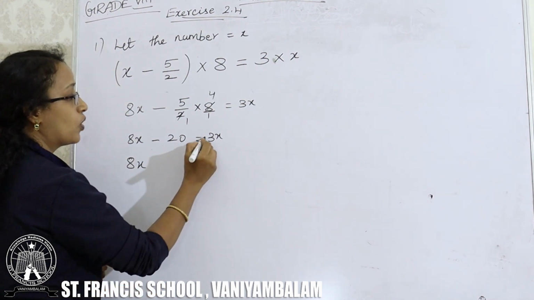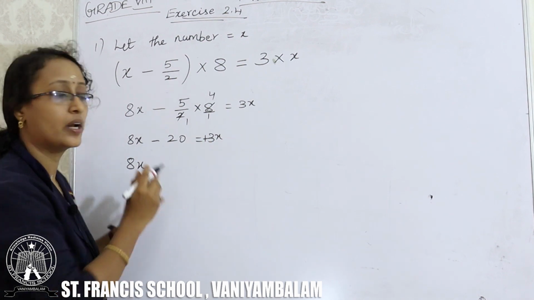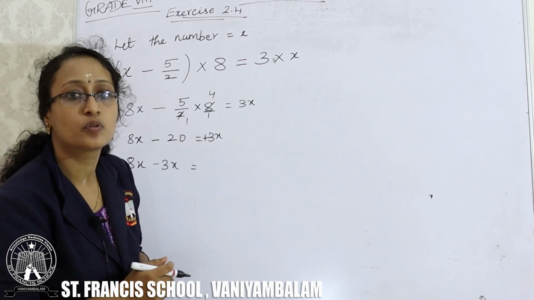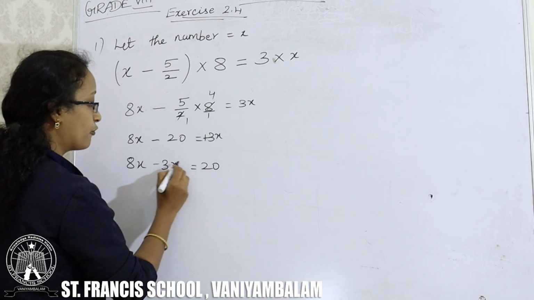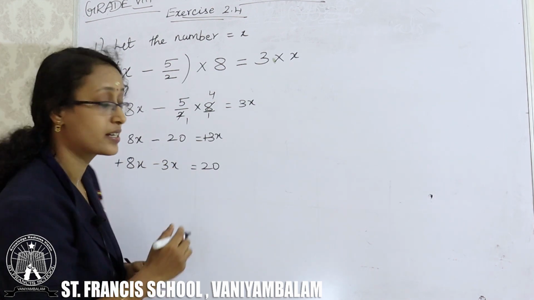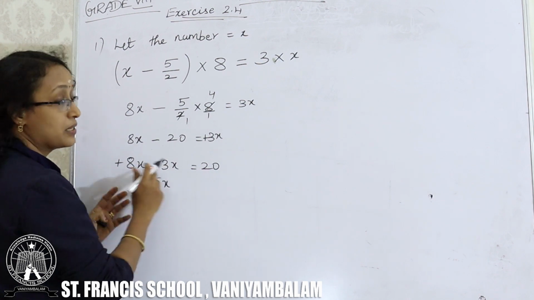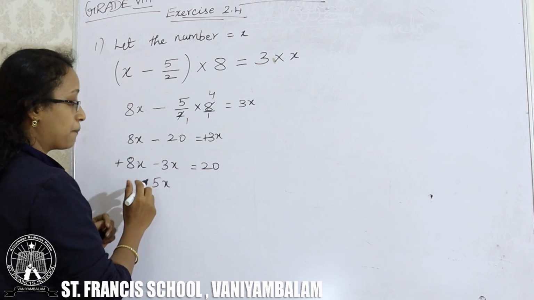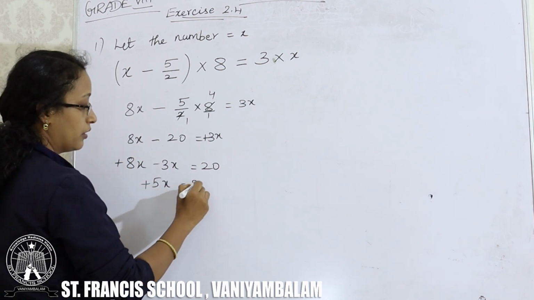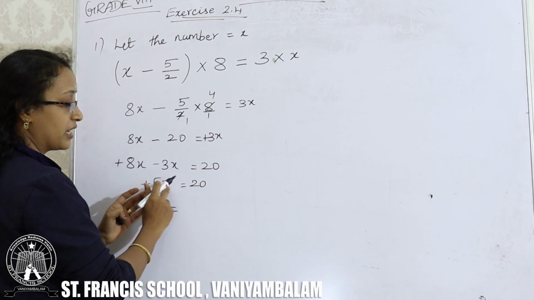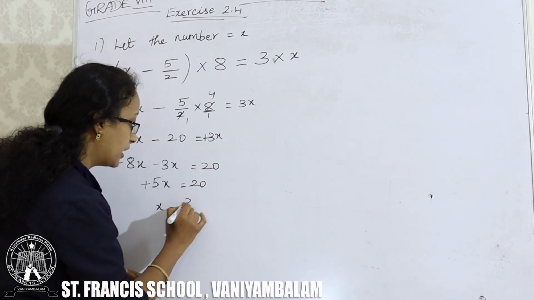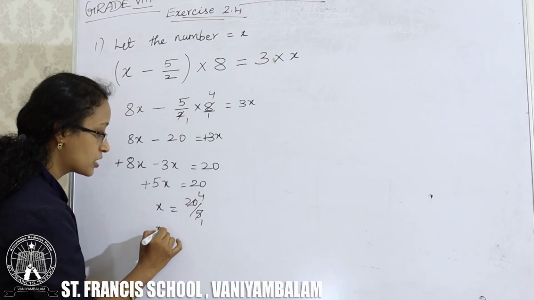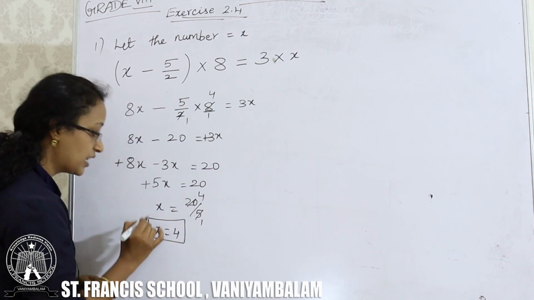Now 8x, what is the sign of 3x? Plus 3x, when it comes here, minus 3x. Equal to minus 20, when it goes to the right hand side, plus 20. So 8x minus 3x is 5x. Signs are different and they are like terms, so you can subtract them. Signs are different, subtract and put the sign of the greater number. 5x is equal to 20. 5 and x are in multiplication; when it comes here, division. So you can cancel this 20 and 5. So the x value is 4.